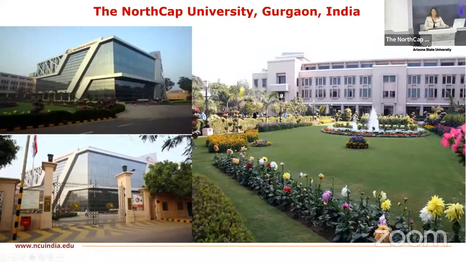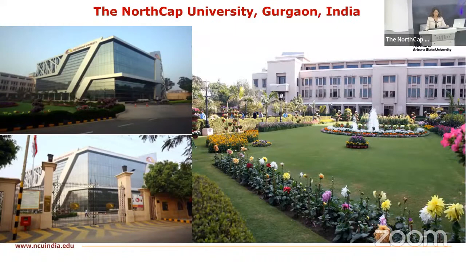The NorthCap University was founded in 1996 as Institute of Technology and Management to provide quality higher education to Indian students. It was upgraded to a university in 2010 as a private unaided university by Government of Haryana. Over the last 25 years, the institute has transformed into a multidisciplinary university in the field of engineering, management, law, and liberal arts. The university has a strength of around 3,000 students and an alumni base of more than 11,000.